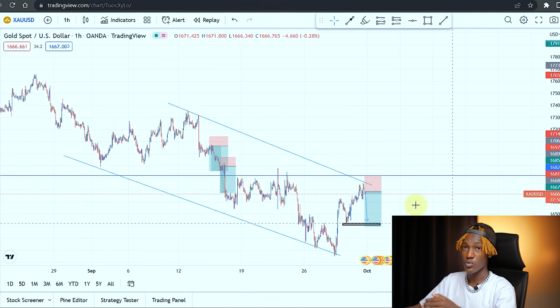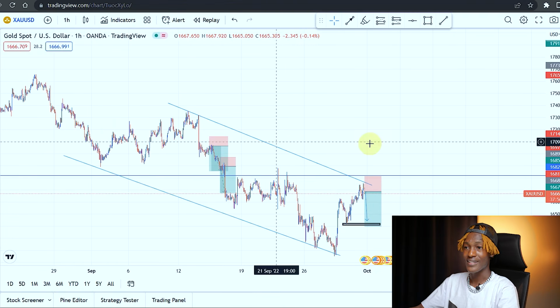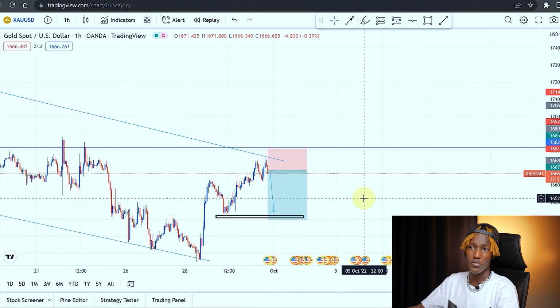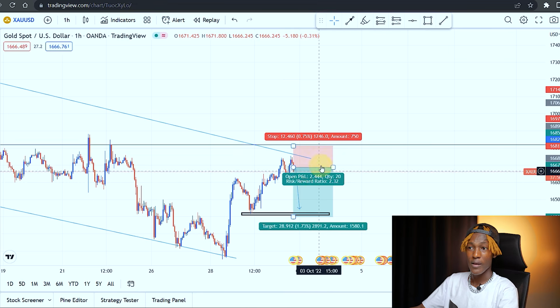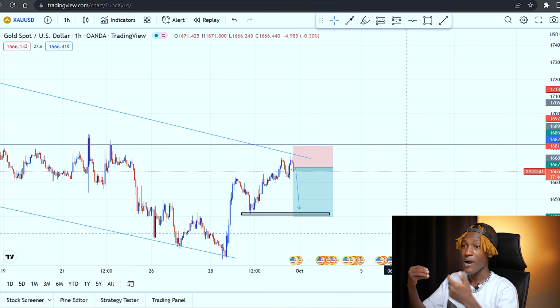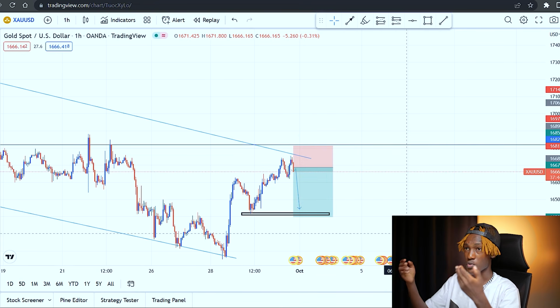Now let's check this out. So I'm currently on gold, and just to have a quick look here, you can see that I've actually gotten a trade already. I'm on a sell and I'm literally making money off this already. So let's see how you can actually use the same trading strategy.